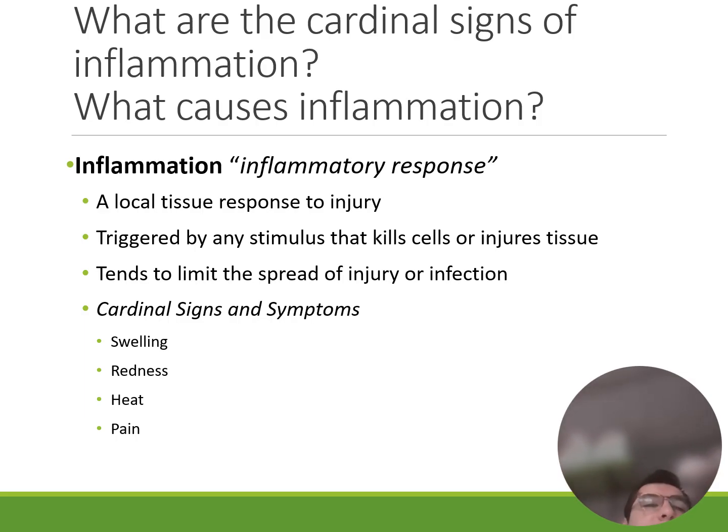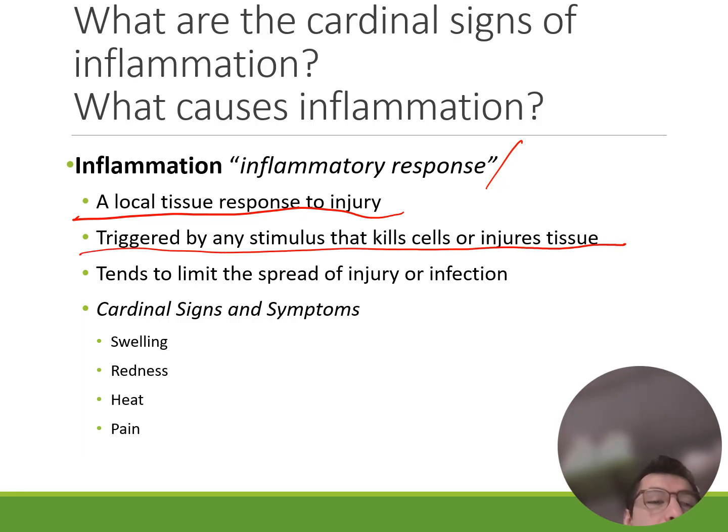What are the cardinal signs of inflammation and what causes inflammation? Remember that within inflammation or an inflammatory response, we have a local response because there is a release of histamine. This release of histamine is causing hyperemia or the increase of blood to this local section. And when there is more blood flow, there is redness, all right, because there is more red blood cells. And because blood is running hotter than body temperature, then there is an increase in temperature.